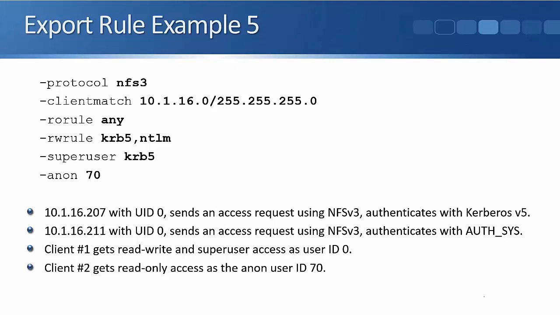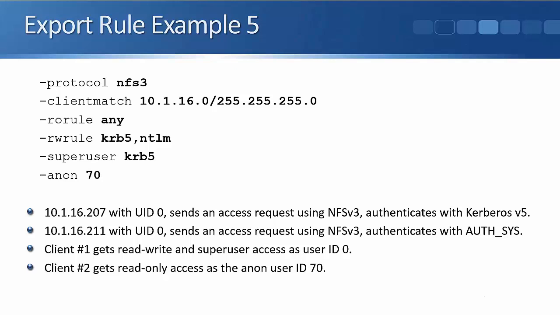least read-only access. Then the read-write rule is Kerberos 5 and NTLM. It authenticated with Kerberos 5, so it also passes the read-write rule. And finally, the superuser rule says Kerberos version 5. It did authenticate with Kerberos version 5, so the effective permissions for the first client will be read-write and superuser access as user ID 0 because it passed all three.